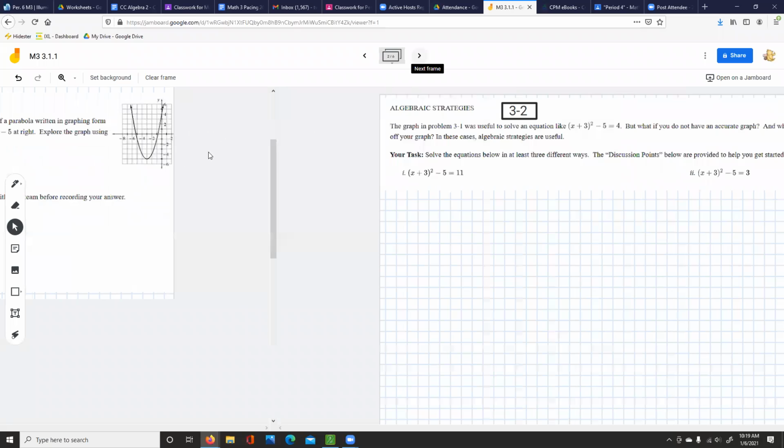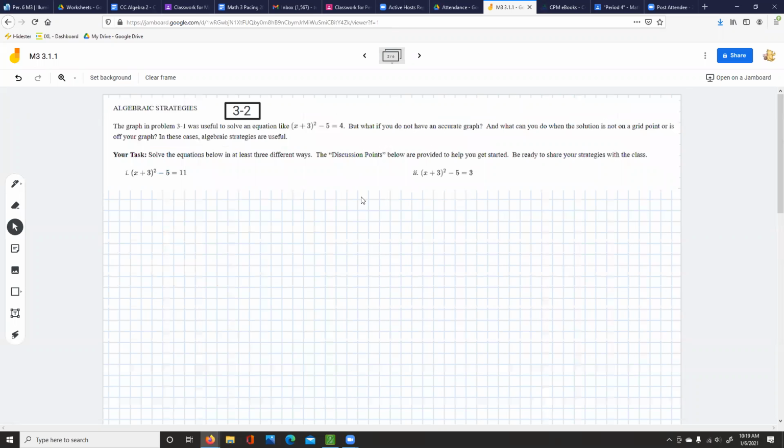Okay, so now if we don't have an accurate graph, how do we solve them? Okay, so this is a different equation. So now we're going to make it equal to 11. I think it's the same problem, except now it's equal to 11. Okay, so they want us to solve this. Okay, so let's write this down. Get my pen back again, it keeps disappearing.